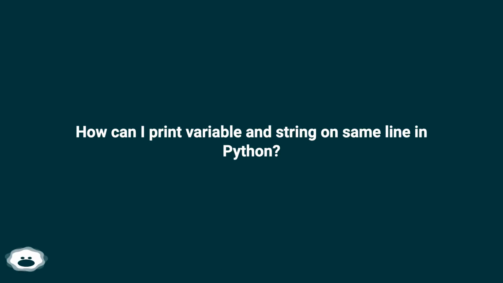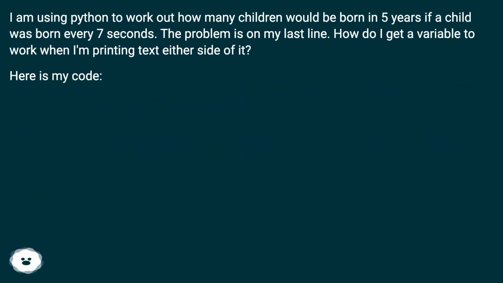How can I print variable and string on same line in Python? I am using Python to work out how many children would be born in 5 years if a child was born every 7 seconds. The problem is on my last line. How do I get a variable to work when I'm printing text either side of it? Here is my code.